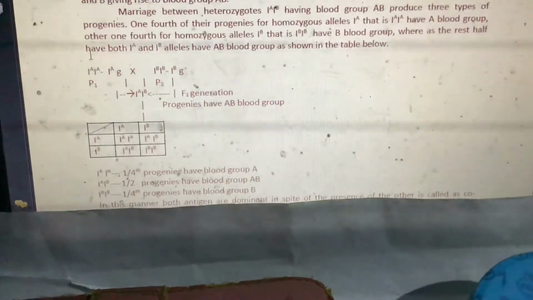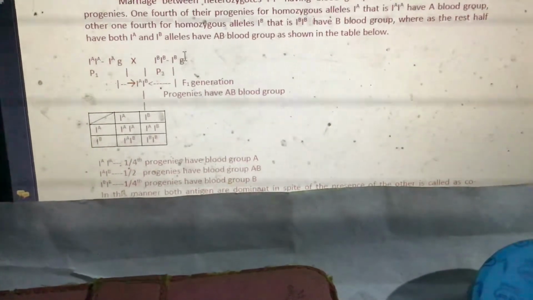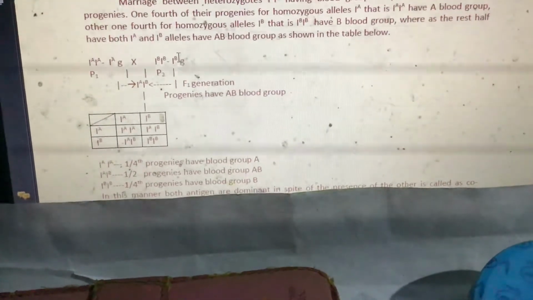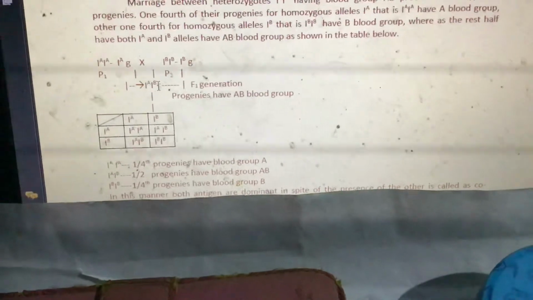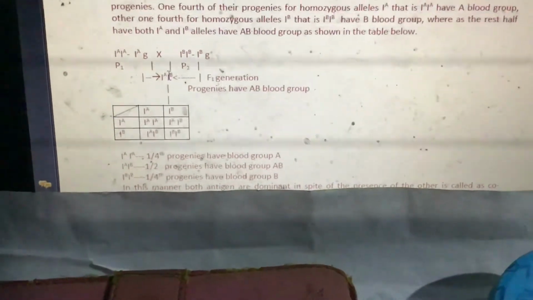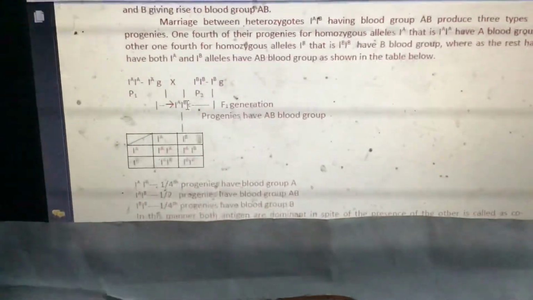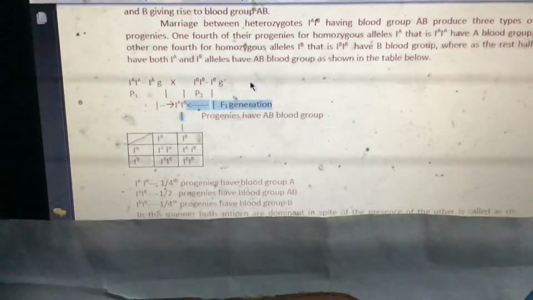Here the parent I A I A produces I A gametes, and here I B I B produces I B gametes. Then in the F1 generation I A I B is produced, which has the AB blood group. That is, both dominant characters cooperate with each other to produce the AB blood group. Sorry, this is seen in the human being.